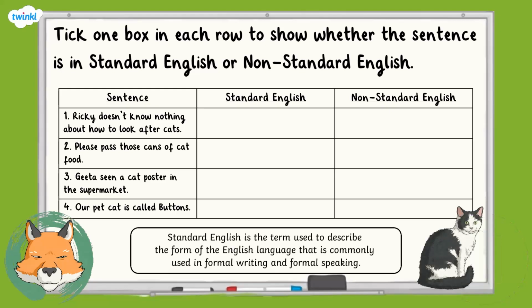Do you have your answers? Great. The first sentence is in non-Standard English because the word nothing has been used instead of anything. The second sentence is in Standard English. In the third sentence, non-Standard English has been used because the past participle seen has been used instead of the simple past tense saw. Finally, the last sentence is in Standard English.